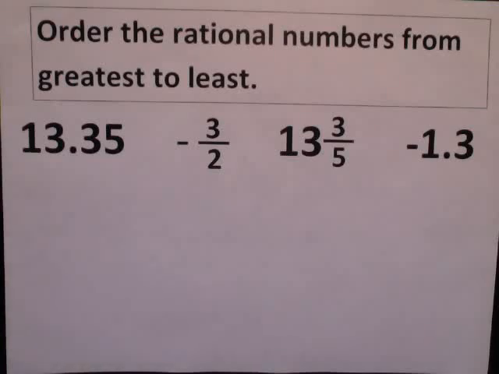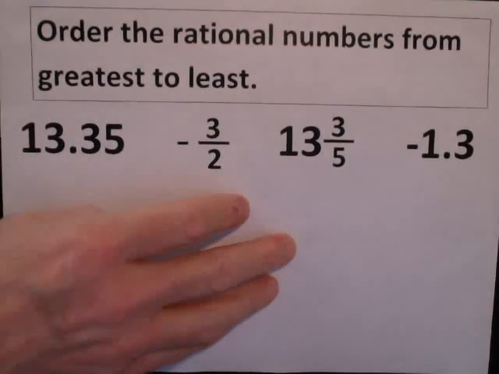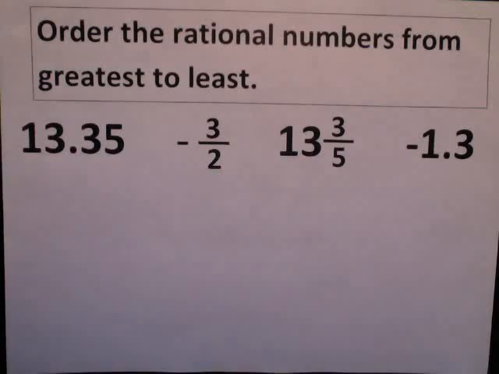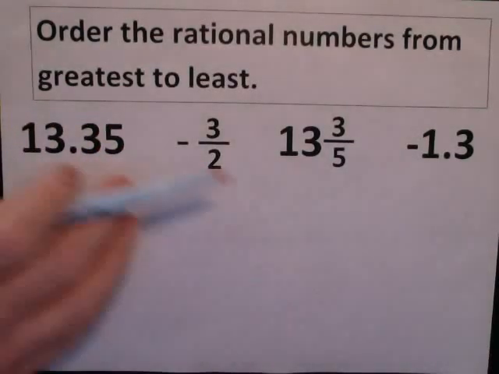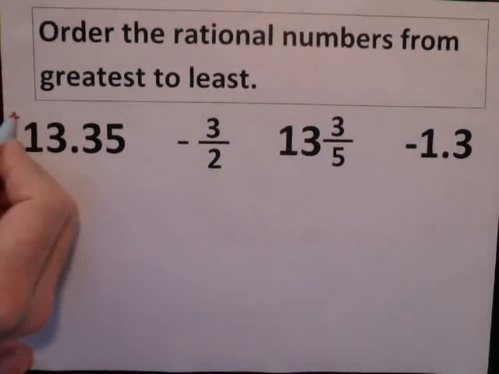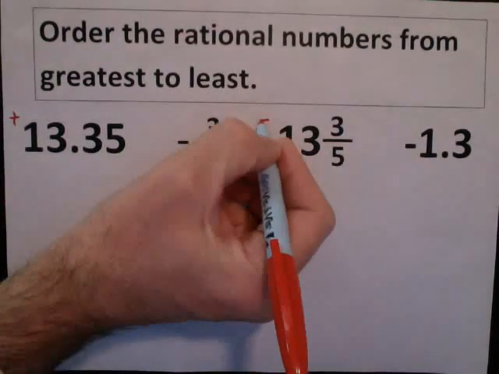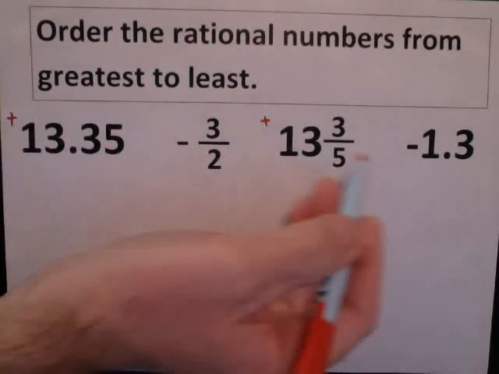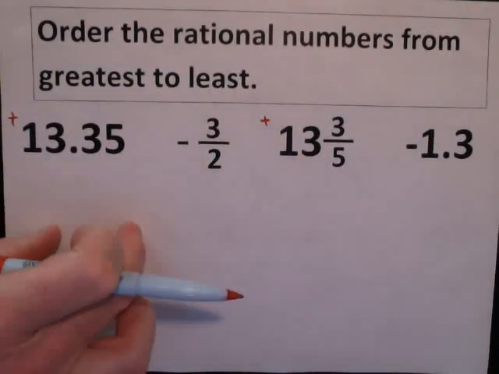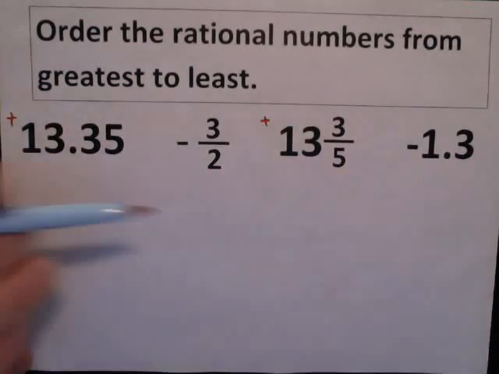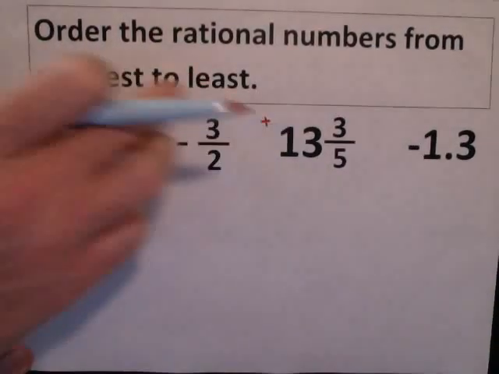Alright, here we go. Let's take a look at what we have. And again, just start by looking over all of the numbers and trying to visualize them on a number line. Well, in this case, you can see that you have a positive number and a positive number, a negative and a negative. So you know that these two are going to be at the beginning of your ordering, and these two are going to be at the end of your ordering because you're going from greatest to least.